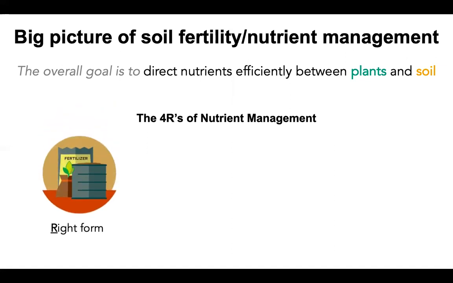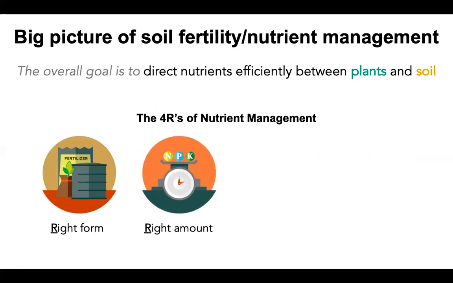So the first one is right form. Right form means that the nutrient is in a form that is plant available. Not every form of nutrient is able to be taken up through the roots. And so therefore, making sure that the form is able to go through that root is pretty important.